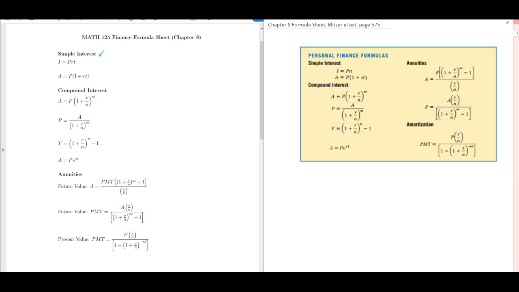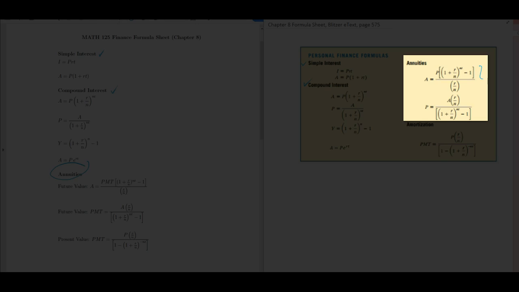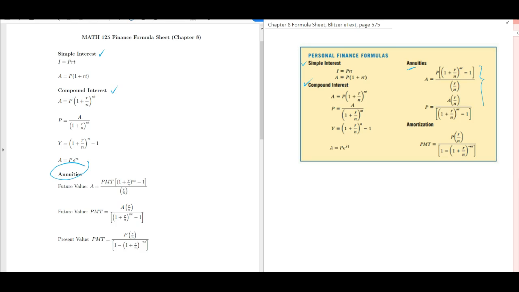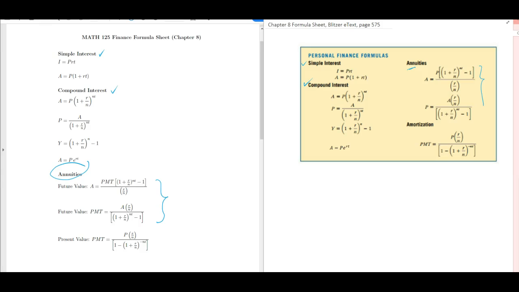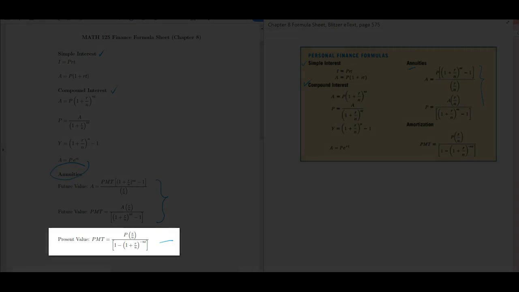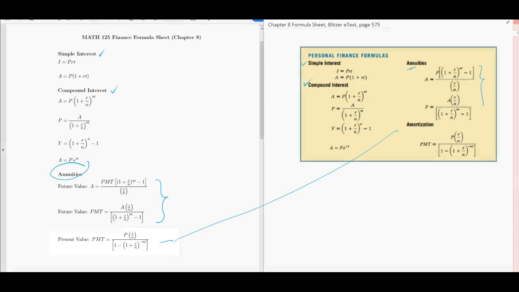No problem with simple interest because that's the same label. Compound interest, same. We're concerned about annuities. Notice that this group is labeled annuities by your book. Those two correspond to the first two under annuities on this white sheet. This last one is the same as the amortization. Amortization is for loans. Annuities in this yellow group is for investment.